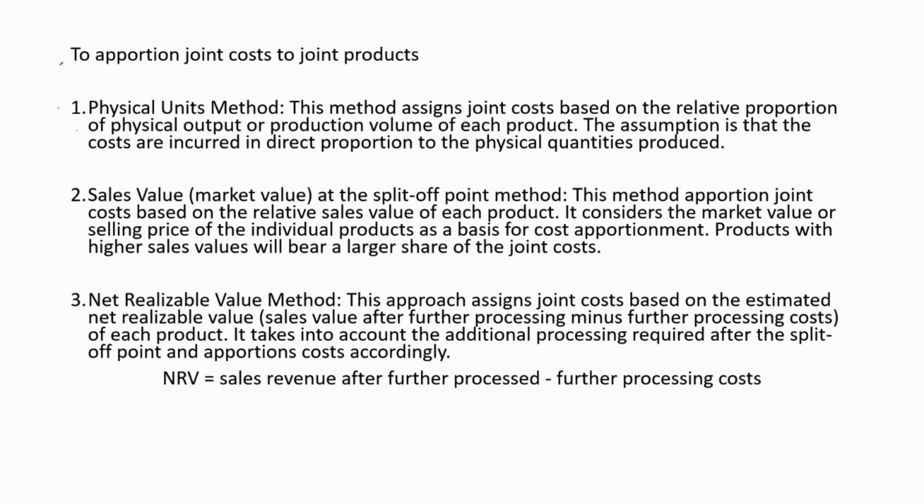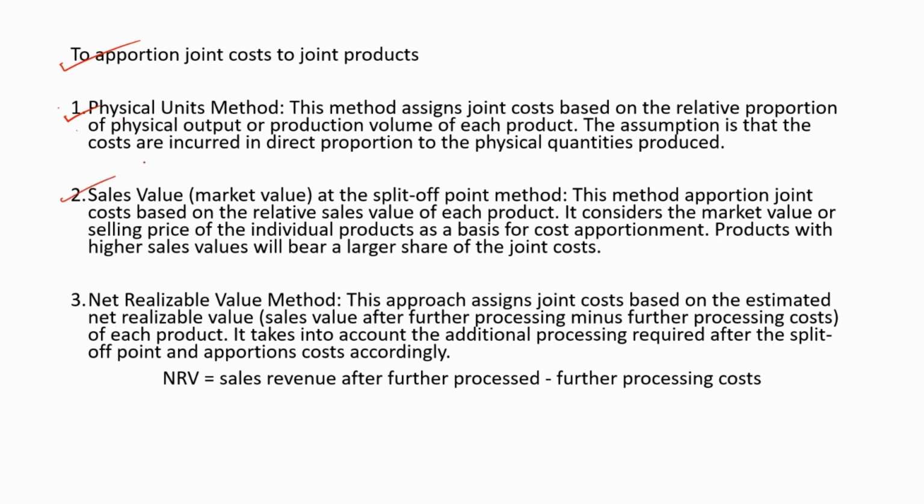When it comes to apportioning joint costs to joint products, there are three methods. We can use one of these three methods. The first one is the physical units method. This method assigns joint costs based on the relative proportion of physical output or production volume of each product. This means we can consider kilograms, liters, number of units, likewise, any physical units we can measure. The assumption is that the costs are incurred in direct proportion to the physical quantities produced.